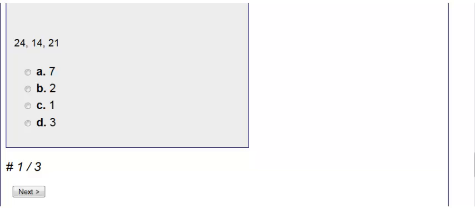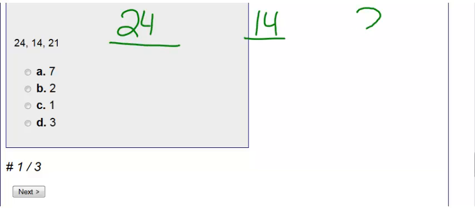We have 24, 14, and 21. And what we're doing is trying to find the greatest common factor. So what I'm trying to find is what number goes into all three of these numbers. What is the greatest number possible?